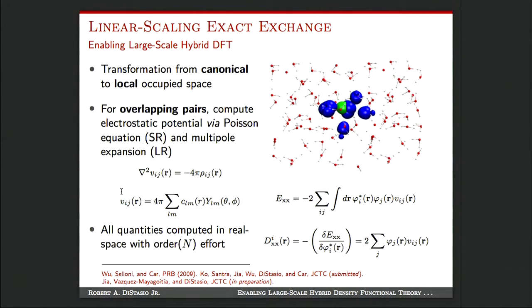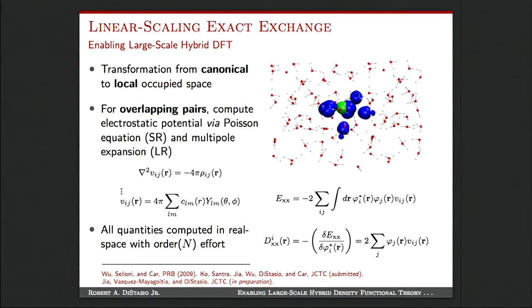In order to do that, you have to transform the canonical molecular orbitals, the delocalized molecular orbitals, to a local representation. This is done by a unitary transformation that preserves the energy. And now, for all overlapping pairs of orbitals, we only have to consider the overlapping pairs, we simply compute that same potential that we were talking about to get the energy with the Poisson equation in the short and intermediate ranges. The boundary values for that problem are just given by a converged multipolar expansion. So if you need the potential outside the area of orbital overlap, you just get it from a multipole expansion.